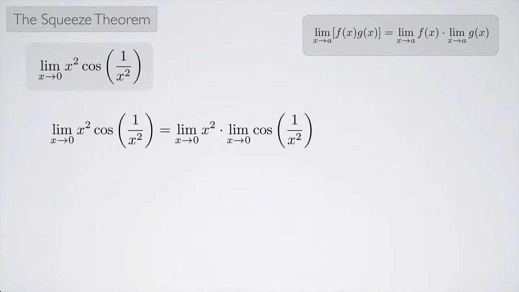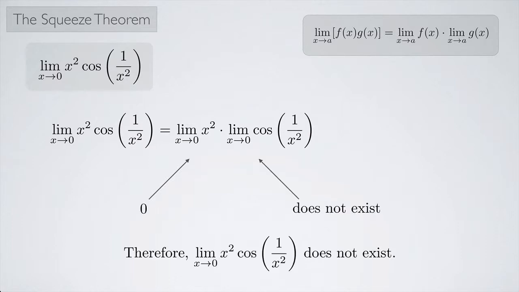So applied to this limit, that would say that we could rewrite this as the limit as x approaches 0 of x squared times the limit as x approaches 0 of cosine of 1 over x squared. And since this limit is 0 and this limit does not exist, we could say overall that the limit as x approaches 0 of x squared times the cosine of 1 over x squared does not exist. But there's a problem. This is incorrect.